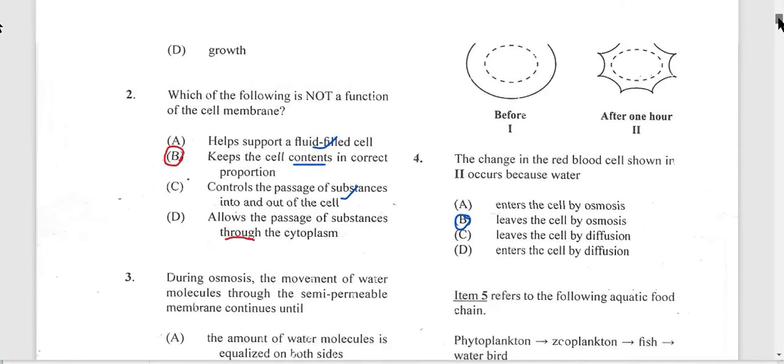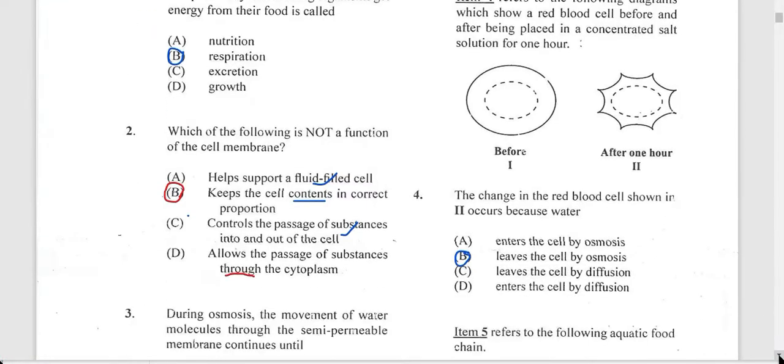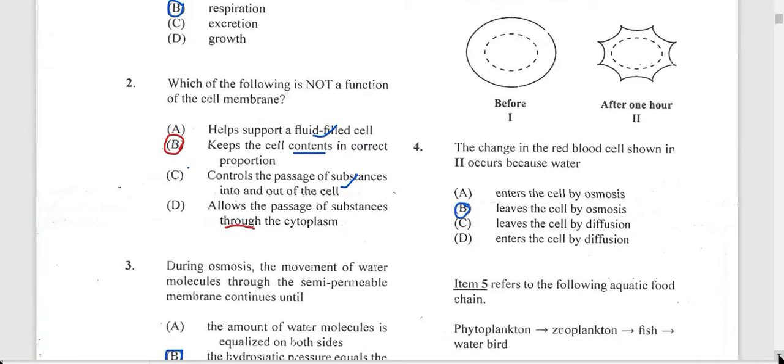Moving on to question number 4, and this too is a repeated question. It refers to the following diagram which shows the red blood cell before and after being placed in a concentrated salt solution for 1 hour. So there we have the cell in 2 after 1 hour, losing some water there. The change in the blood cell shown in 2 occurs because water leaves the cell by osmosis. Water is moving, it's going to be osmosis there.